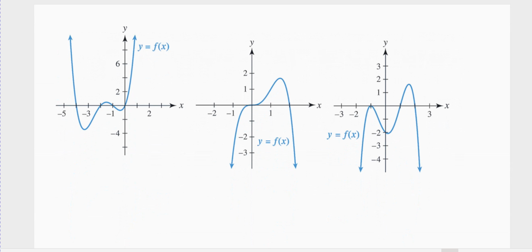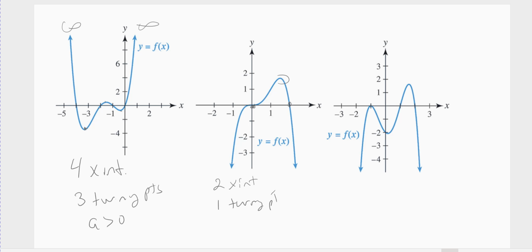All right, so here's a couple of examples. All right, so the first example, it has 1, 2, 3, 4 x-intercepts. 1, 2, 3 turning points. All right, 2 minimums and a maximum. It has an absolute minimum, right? And then since it's shooting off to positive infinity in both directions, well, my A has to be positive in that case, right? The next example, it has 2 x-intercepts, 1 turning point. Right, this is not a turning point. And since it's shooting off to negative infinity, well, that leading term A has to be negative in that case.